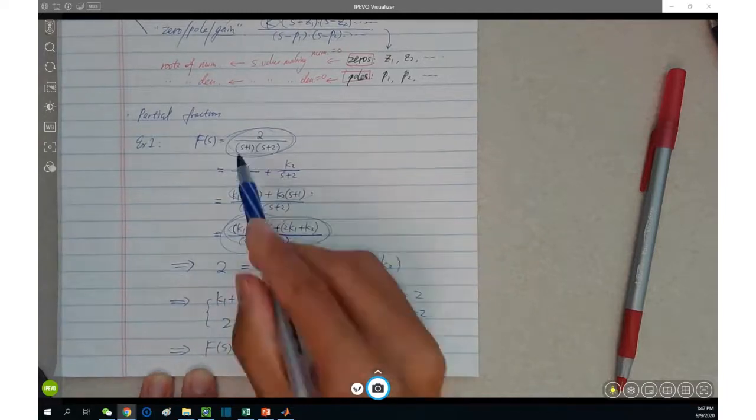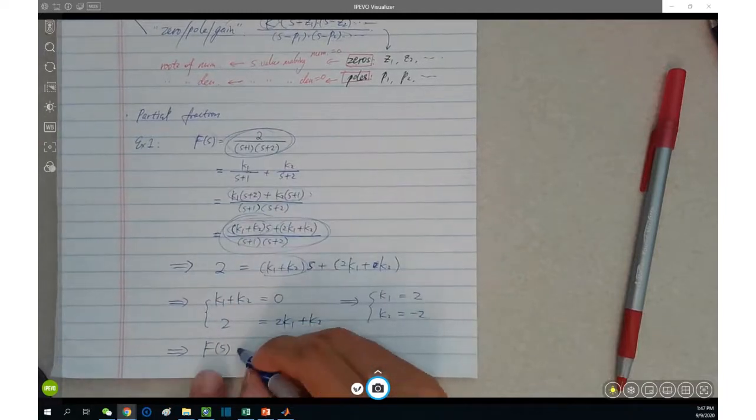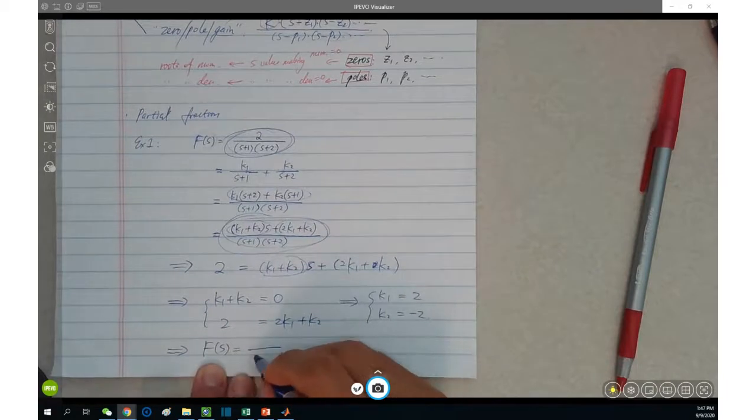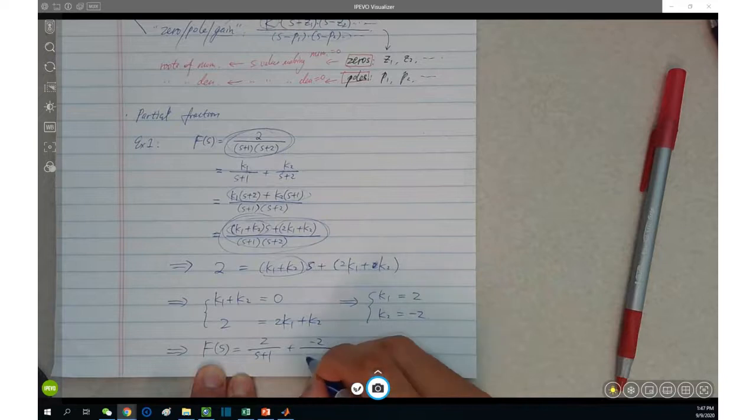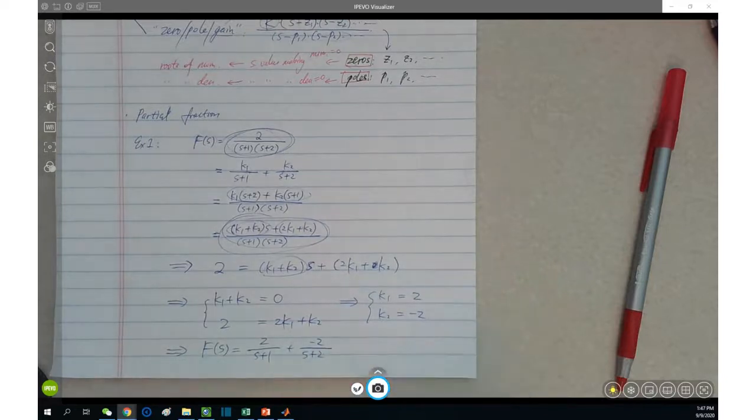The given transfer function F(s) is equal to what? Numerator is 2, plus 92 over s plus 2, right? This is the partial fraction result. The first step is done. The partial fraction is done.